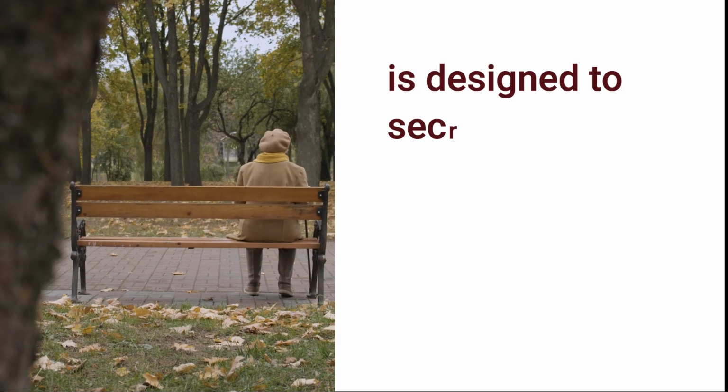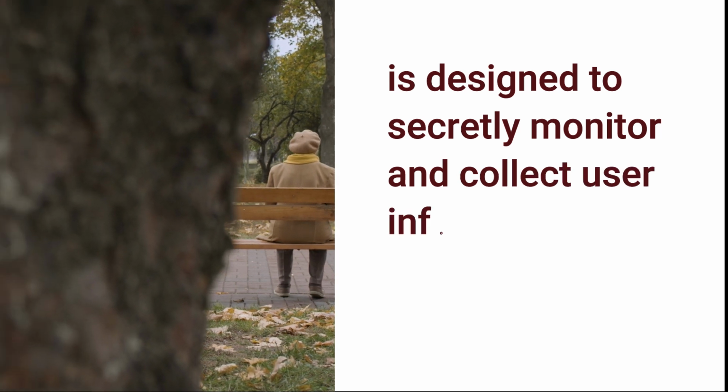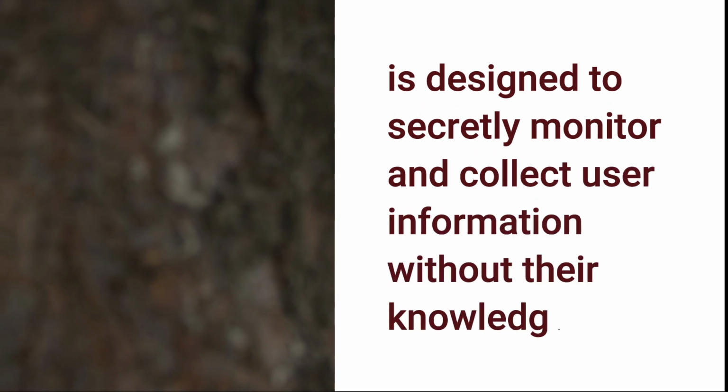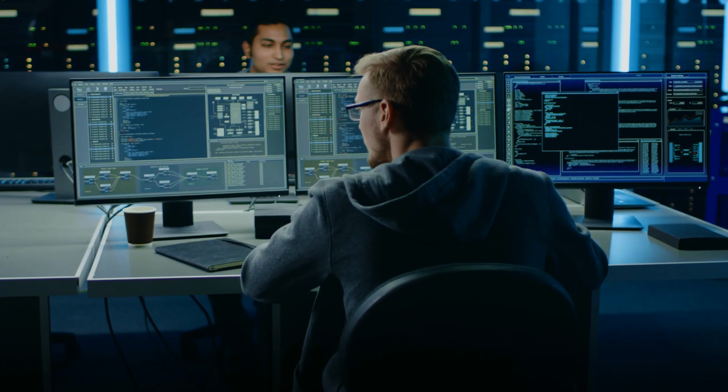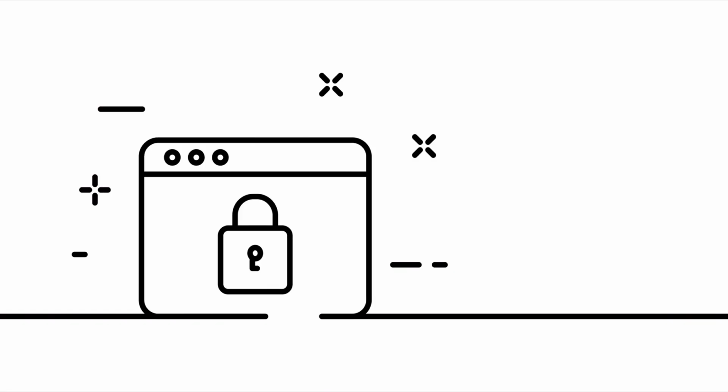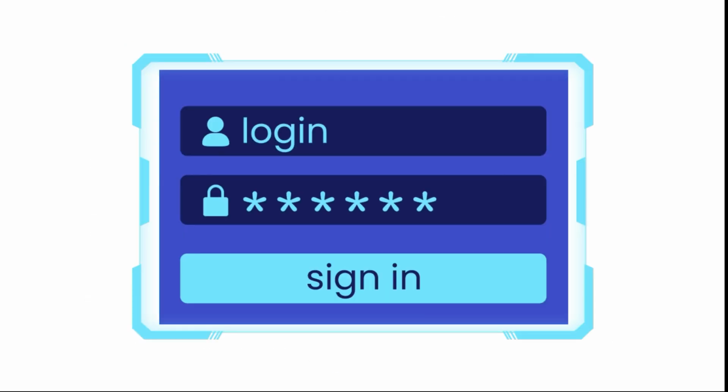Number 5. Spyware. Spyware is designed to secretly monitor and collect user information without their knowledge. For example, keyloggers, tracking cookies, and Pegasus. How does spyware work? Spyware collects data through keystrokes, screen captures, or tracking browsing habits. In worst cases, spyware can also gain access through your camera and accounts.